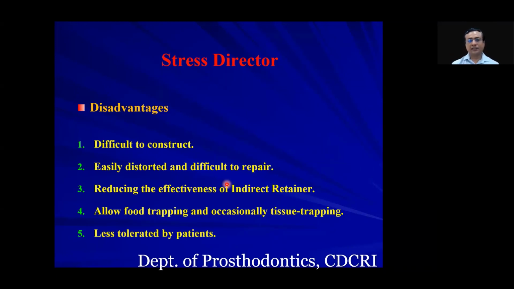These disadvantages are mostly because you are adding one more device to the partial denture. Now, the fabrication of the partial denture itself is a complicated process because it requires so many steps, and you are further adding one more step. Next, they are made up of movable parts, so they can be easily distorted. And once it is distorted, it is almost impossible to repair. You have to refabricate the prosthesis.